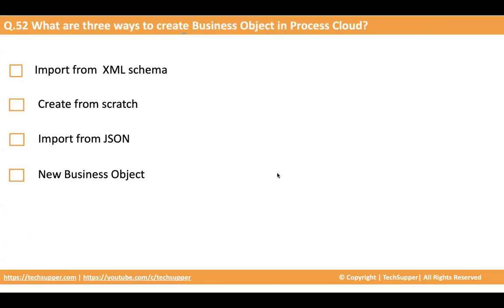So what are the three ways? So if you don't know the answer, you can log in to your Process Cloud, create a process and see the business type navigation, and there you can find out the three options. So the answers are import from XML schema, import from JSON, and new business object. So these are the three ways using which you can create business object in Process Cloud. Okay, so now let's get into the next question.